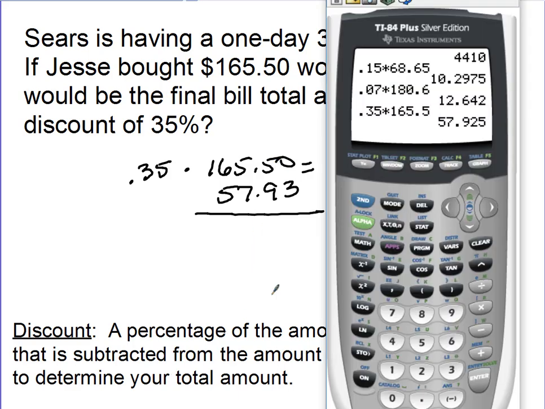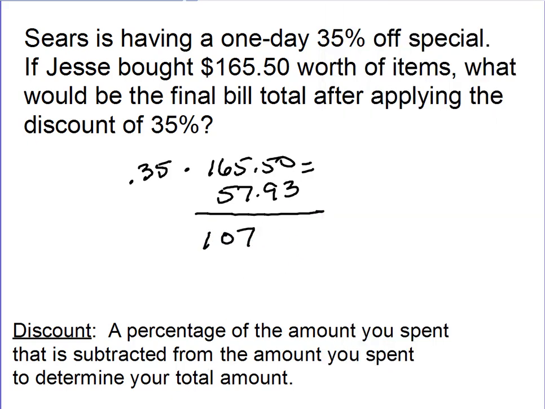So again, we bring up our calculator. We do 165.50 minus 57.93, and you end up with a final amount of $107.57.